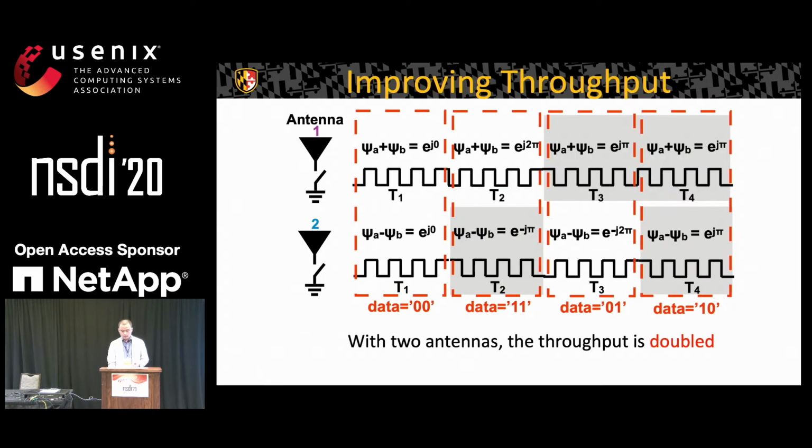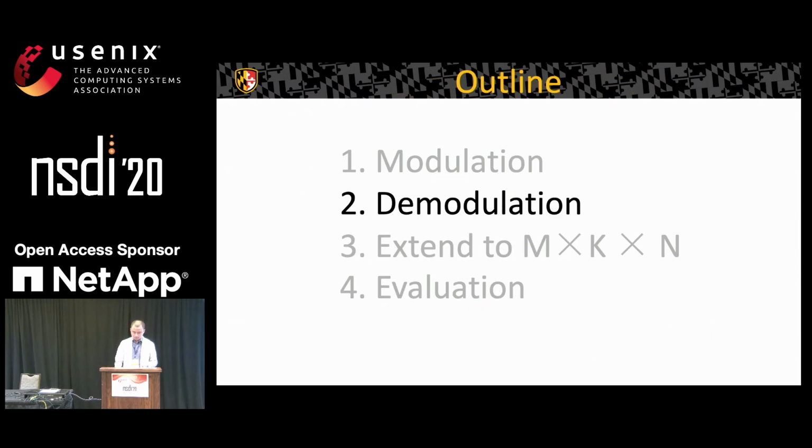In the improving throughput mode, we can observe that in each time slot, 2 data bits are transmitted on 2 antennas. This is different from relay work because relay work transmits the same data on different antennas. Therefore, compared with relay work, with 2 antennas, the throughput of VMscatter is doubled. To save time, we don't describe the coding method of the improving throughput mode. If you need more details, please refer to our paper.